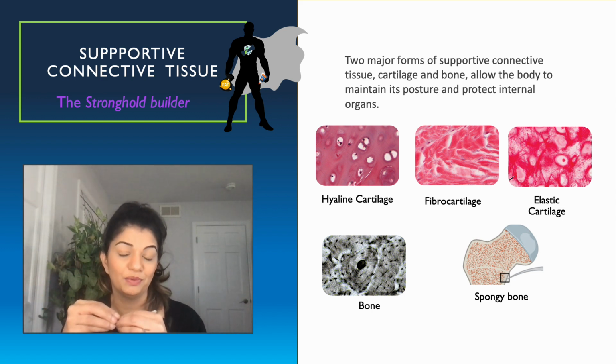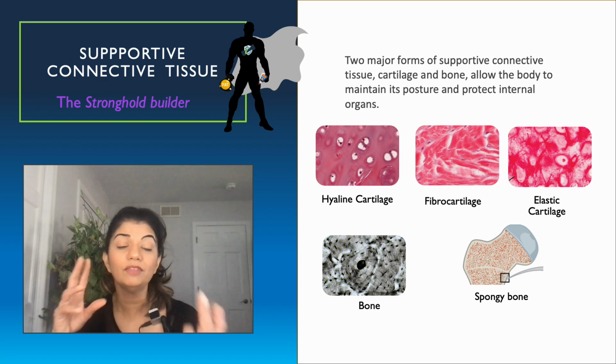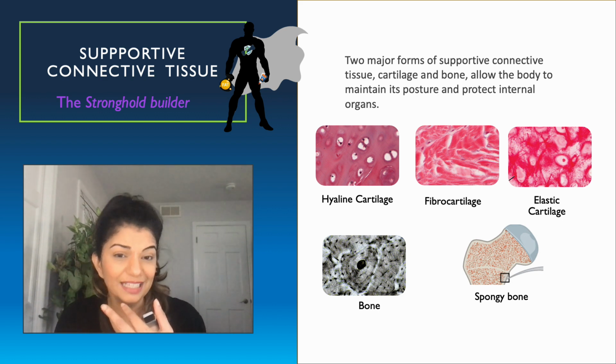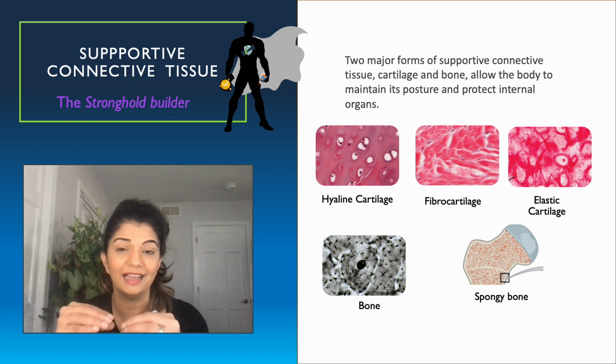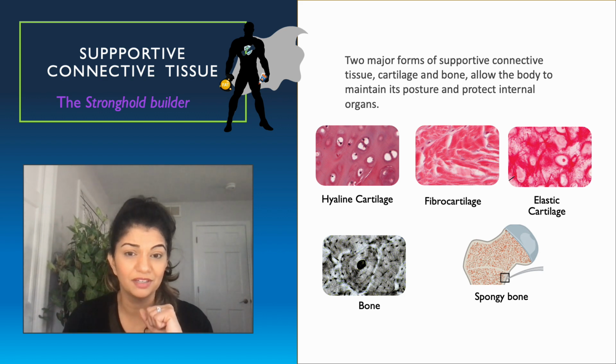This is going to be found where you need a lot of support and cushion. So that would be your knee, like the meniscus of the knee. Also intervertebral discs, right? We need a lot of cushioning there. So those are examples of fibrocartilage.